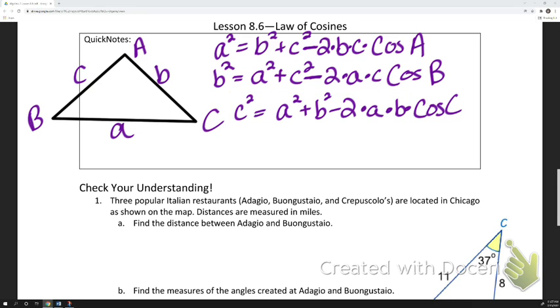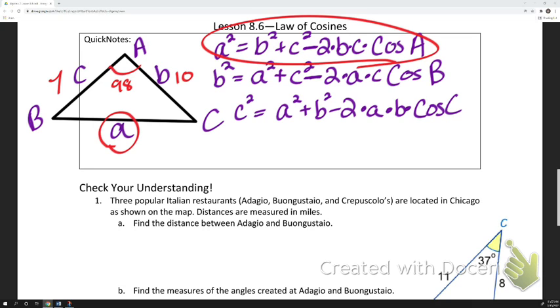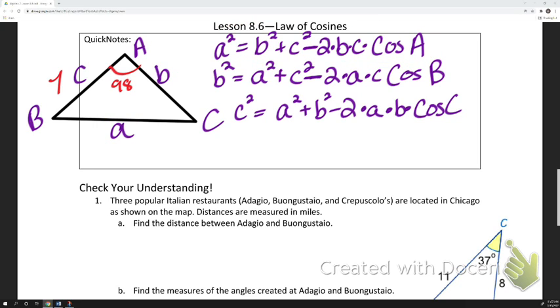For example, if we are told that angle A is 98 degrees and this is 7 and this is 10, right? And I want to know side A, I would use the top equation. Okay? That's just one example. So it depends on the pieces that you're given.